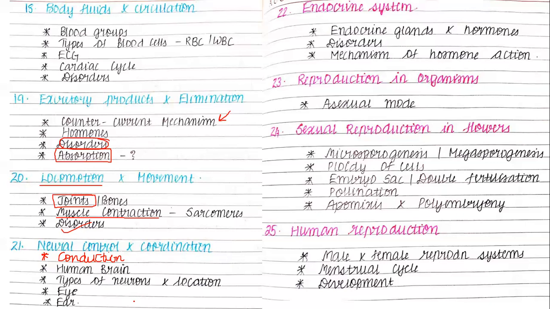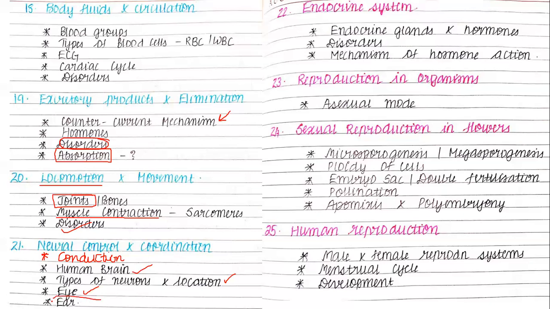Human brain, very important. Cerebrospinal fluid, corpus callosum, meninges. What is the order of meninges from inside to outside? Outside to inside, very important. Types of neuron: unipolar, bipolar, multipolar neuron, which is found in the retina, which is found in the embryonic stage. Very important. Then the eye, one structure, and a question will come here also.